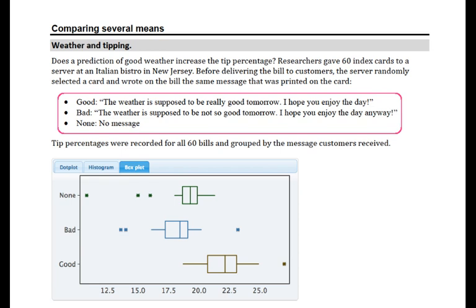So our no message is the control group. The good weather message is where the server says the weather is supposed to be really good tomorrow, so delivering good news. And the bad weather message is a case where the server is delivering bad news. So we're curious to see whether this message has any impact on tip percent.